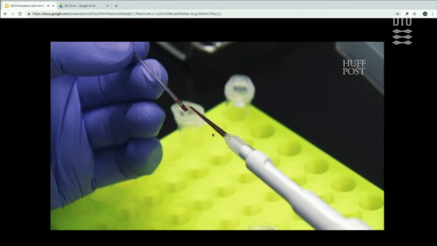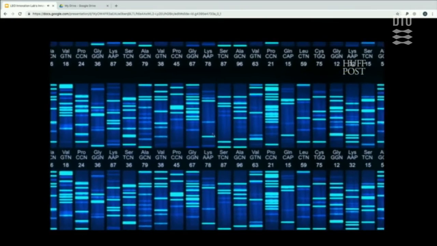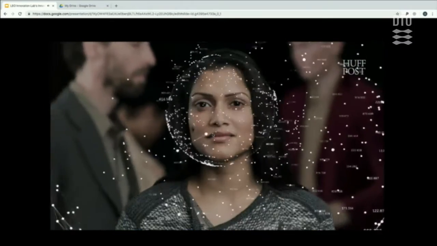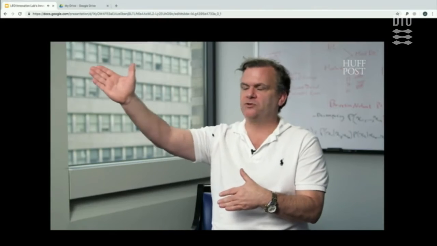The sequencing of the human genome, that first genome cost us $3 billion to sequence. Today you can do it for $1,000. We're going to have individualized models for each person that maps out their health course trajectory.